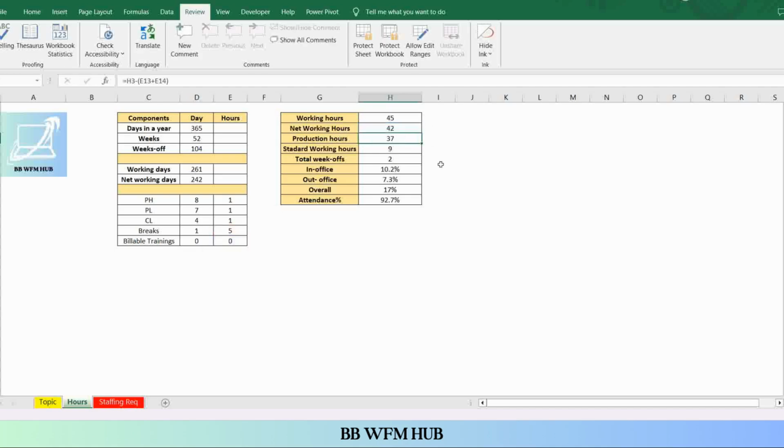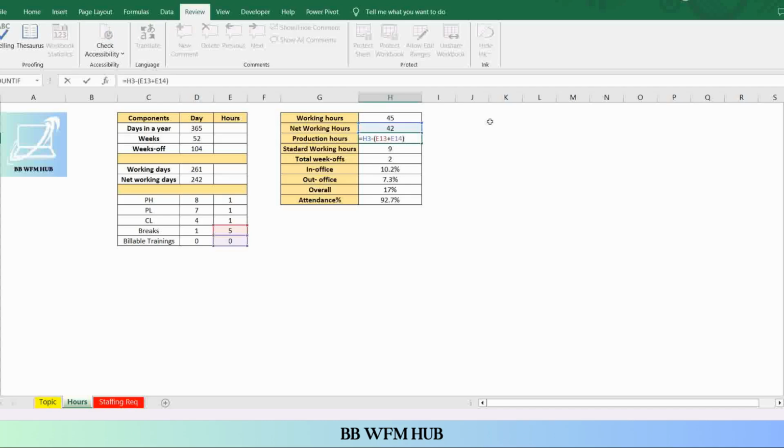From here we got 45 working hours, net working hours is 42, and production hours is 37. Working hours is what the agents are working: they have a shift of 9 hours and they are working for 5 days in a week, so we are saying that they are giving us 45 working hours. Then for net working hours we just deduct all the leaves and all the week offs, and then we got our 42 hours. Then for production hours, the calculation is the same.